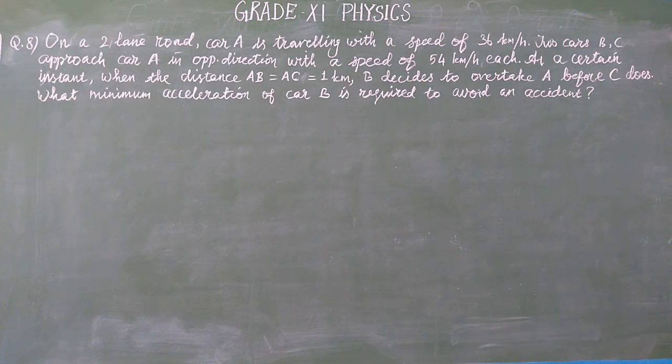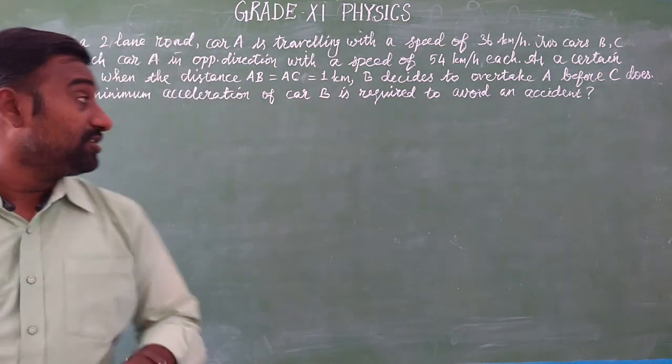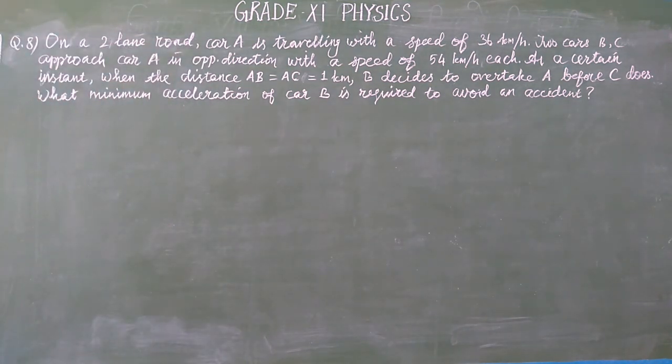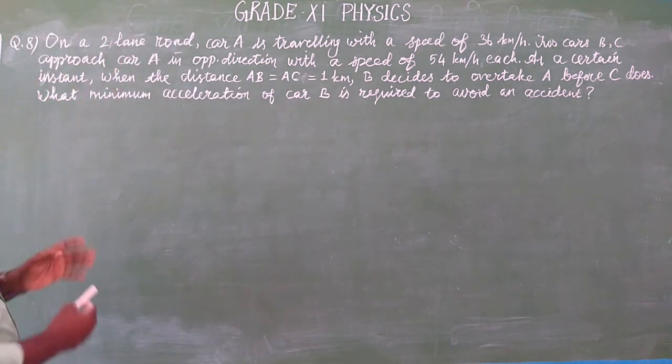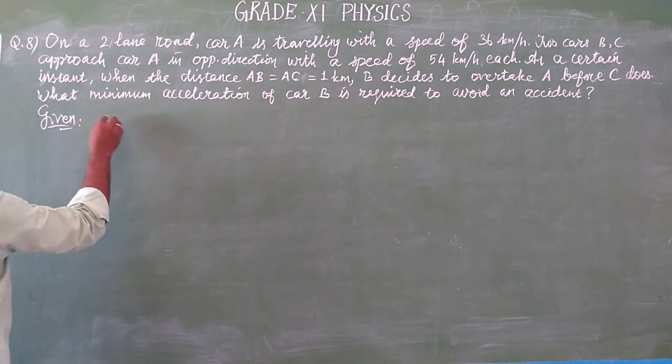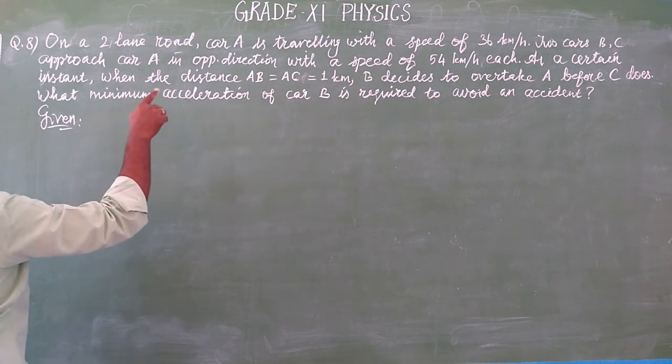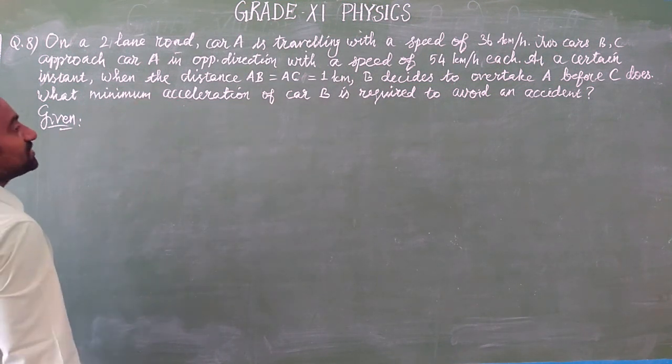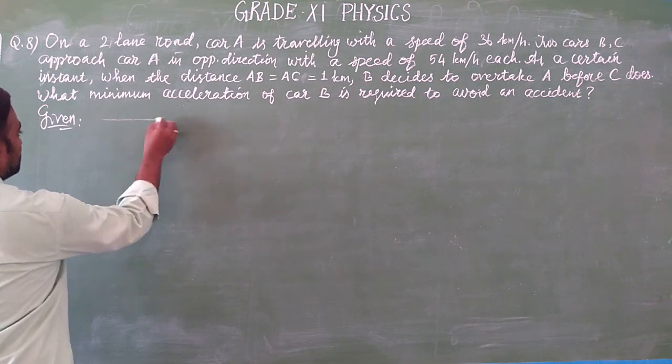Coming to question number 8. Look at the question carefully. First we'll write the given. On a 2-lane road, car A is traveling with the speed of 36 km. This is a 2-lane road.